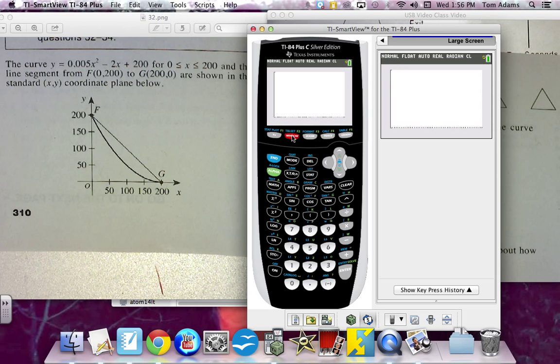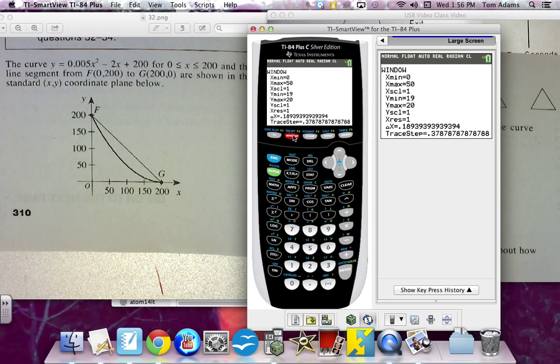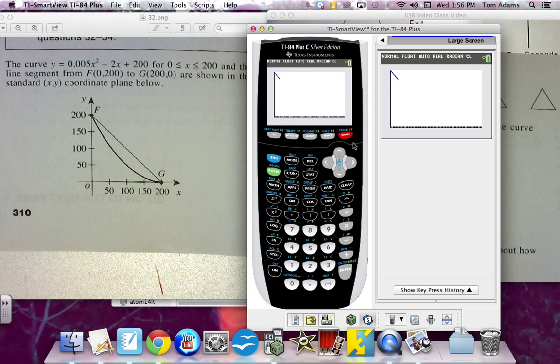Now, it's going to look a little funny, so I got to change the window. It says that we're going from 0 to 200 and 200 to 0. So when I plot this, I'm going to go from, in the x direction, 0 to 201. I want to fit that in. And then from the y direction, we're going to do the same thing. We're going to go from 0 to 201.